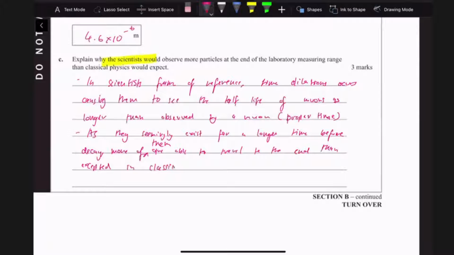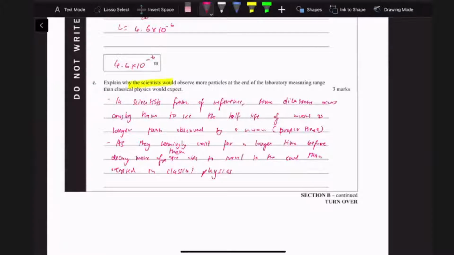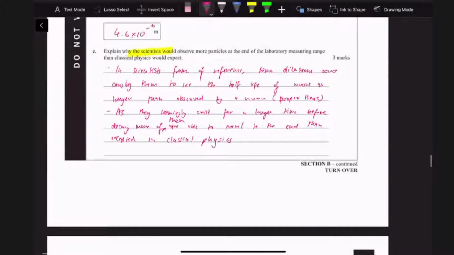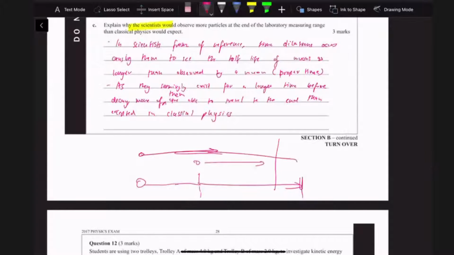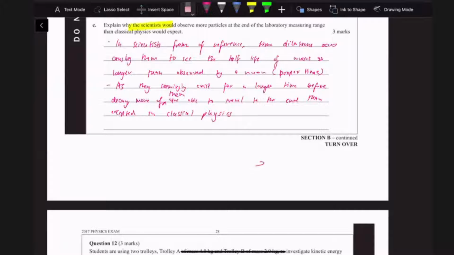in classical physics. So for this question, you just have to explain that the scientists have time dilation, so muons might only live for like say half a second, but for the scientists, they'll live longer than that. So for the scientists, it'll look like they have more time to get to the end. So like a muon actually might decay when it hits here because of the time, but for a scientist, it might be able to live until it goes way past here. So that's why it looks like more of them are able to hit the end of the laboratory.